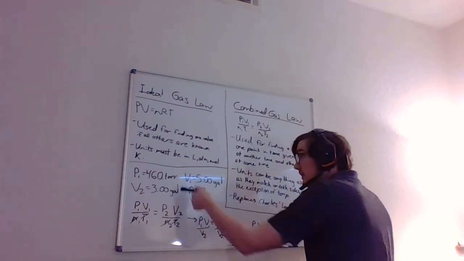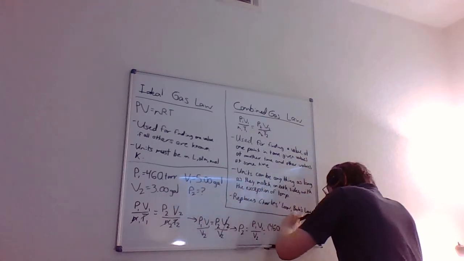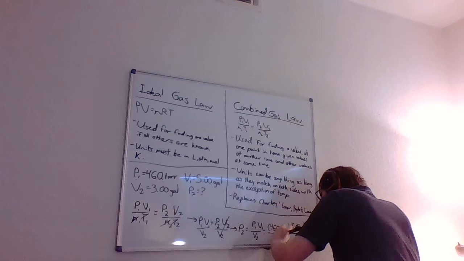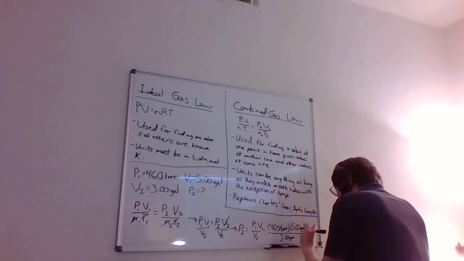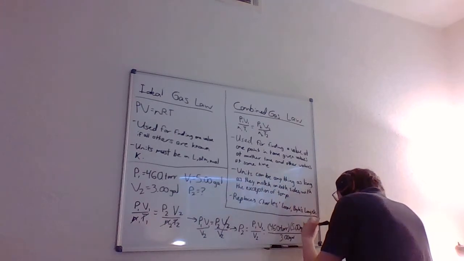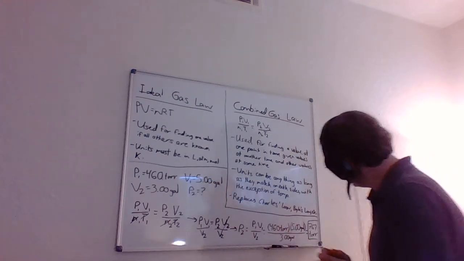Pressure 1, what was that? That was 460 torr. Volume 1 was 5 gallons. And then volume 2 was 3 gallons. Now, if you plug this into a calculator, what you're going to get is 767 torr. Okay, so that's how you'd use the combined gas law.